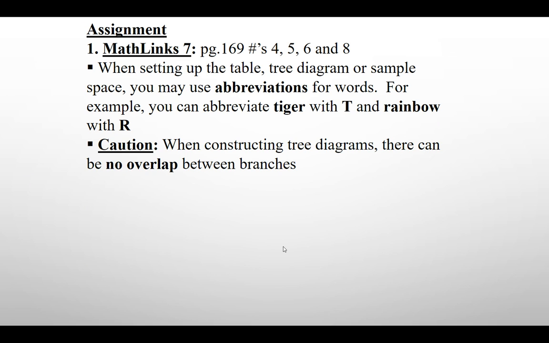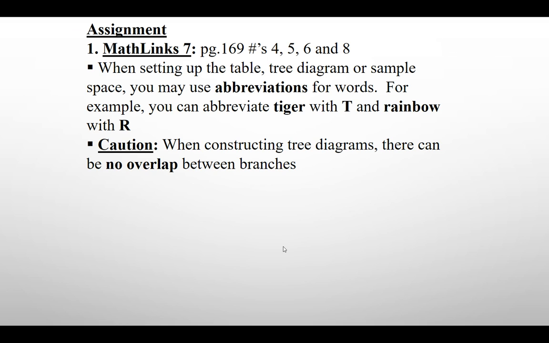All right, so that's it for the end of this lesson, and you can complete page 169 numbers 4, 5, 6, and 8. I did make a couple of notes here. When you set up the table, a tree diagram, or a sample space, use abbreviations for the words. I think there's one example where there's the word tiger that's cut out on a piece of paper or rainbow that's cut out on a piece of paper. Instead of writing those words fully out, I would just abbreviate them, like T for tiger, R for rainbow, just to make the setup of the tree diagram, sample space, or table a little bit faster.